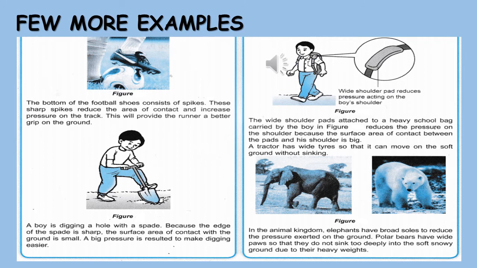In the animal kingdom also, we have seen that elephants have broad soles to reduce the pressure exerted on the ground. Area of contact is more, so the weight is being distributed over a larger area. Similarly, polar bears have wide paws so that they do not sink too deeply into the soft snowy ground due to their heavy weights.